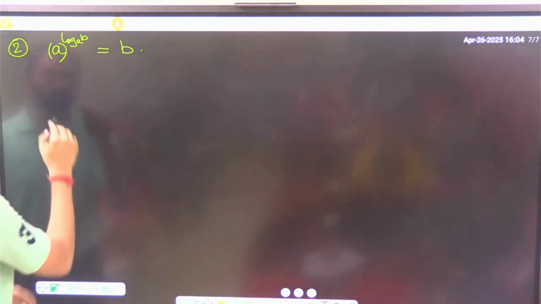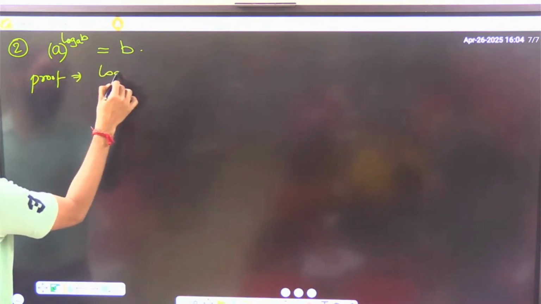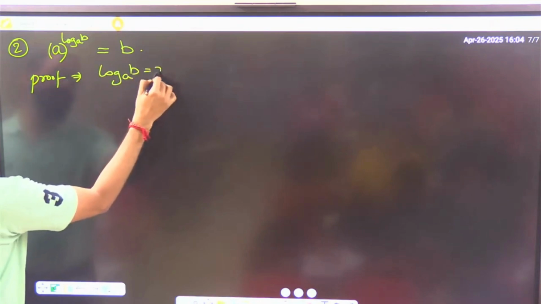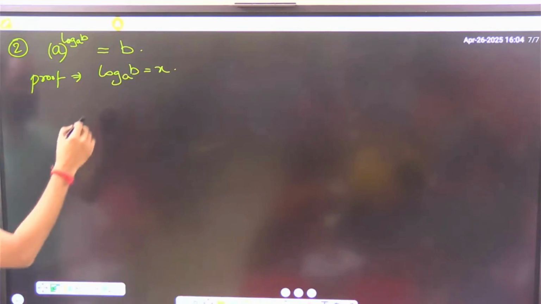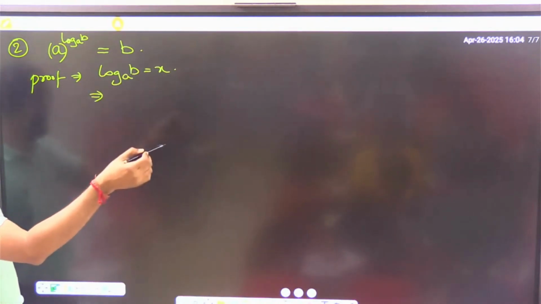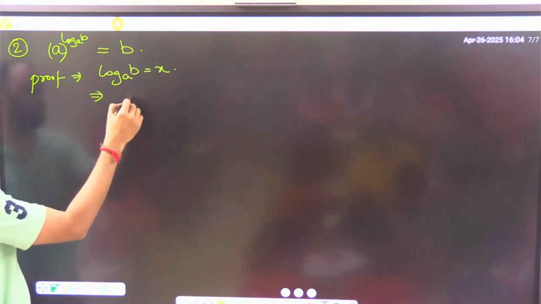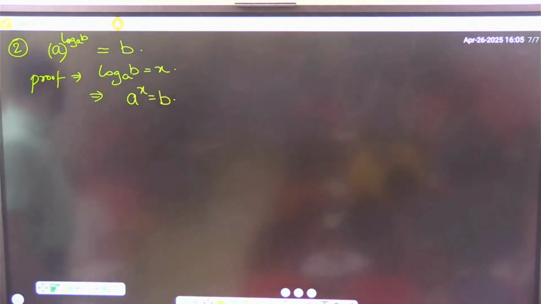Okay. As a proof. Suppose we take log b to the base a is x. Suppose we consider log b to the base a is x. What is the meaning of this? a to the power x is equal to b. This means that a to the power x is equal to b.